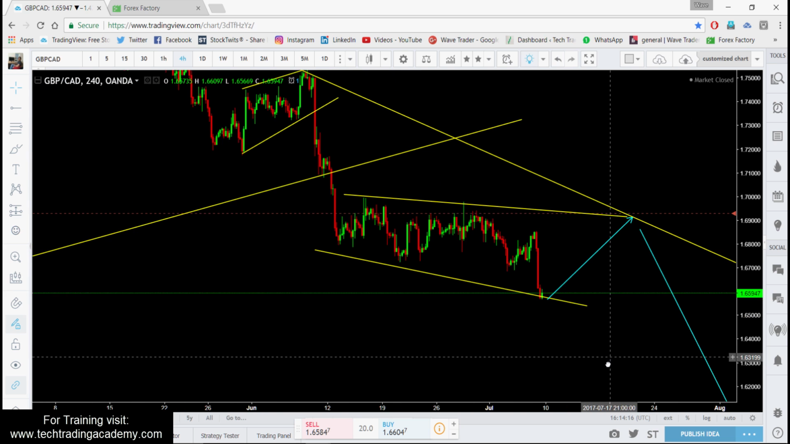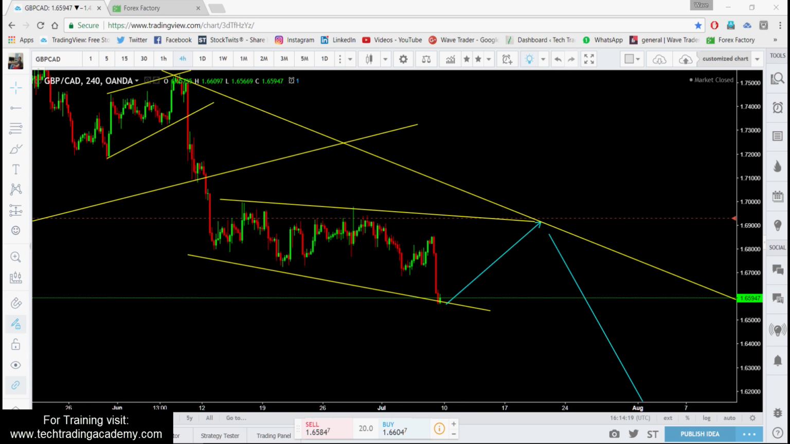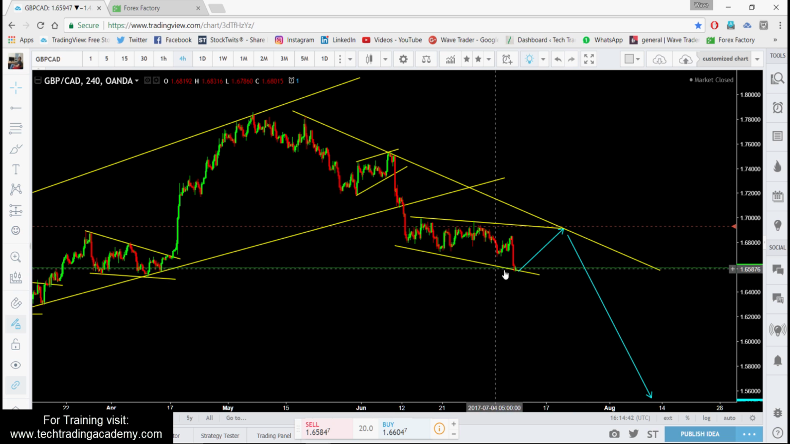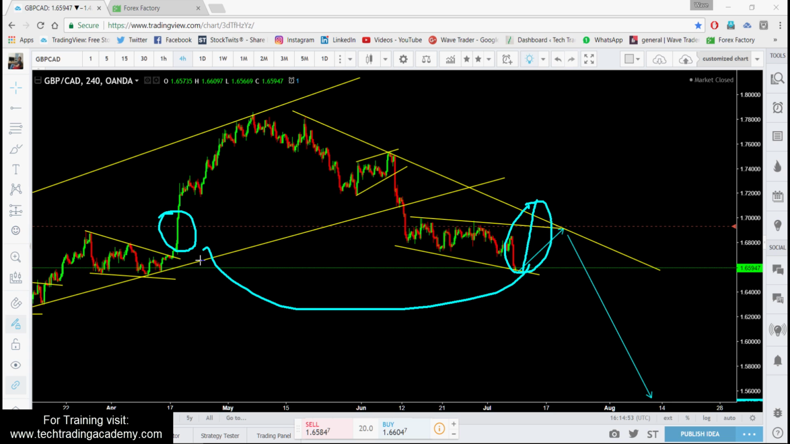We need to look for continuation pattern formation. Last week we were interested to sell this pair at this area, and we're still going to look at this area to sell again. If we see continuation pattern formation like that, we're going to sell this pair to the downside. What would change this trend? If we see this kind of impulse from the bottom, we're going to look for buy, not sell. This price behavior would change the trend to the upside.